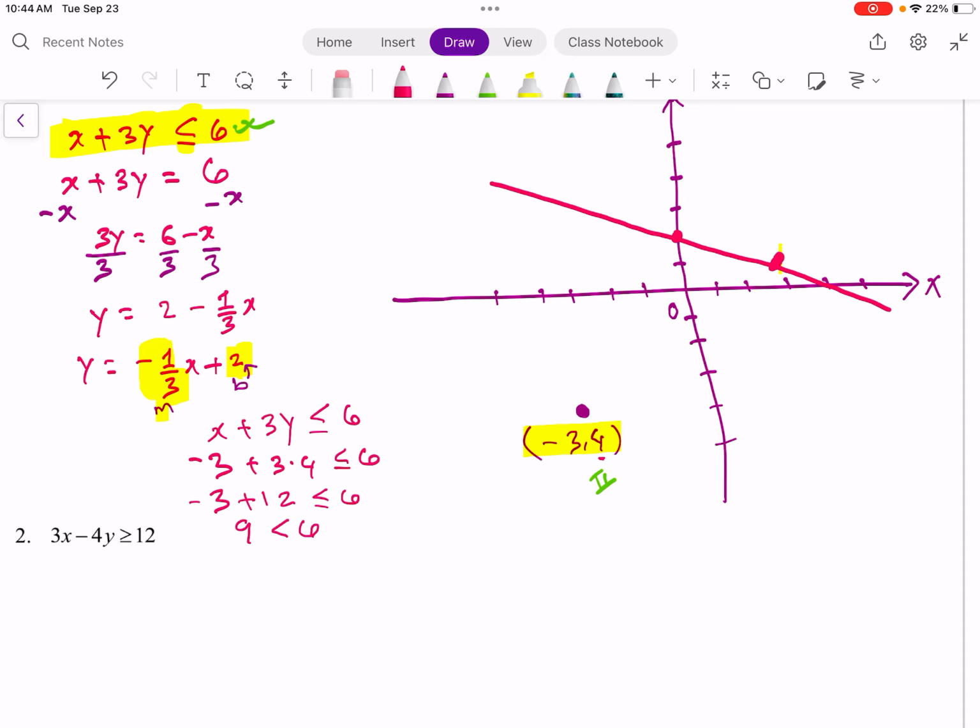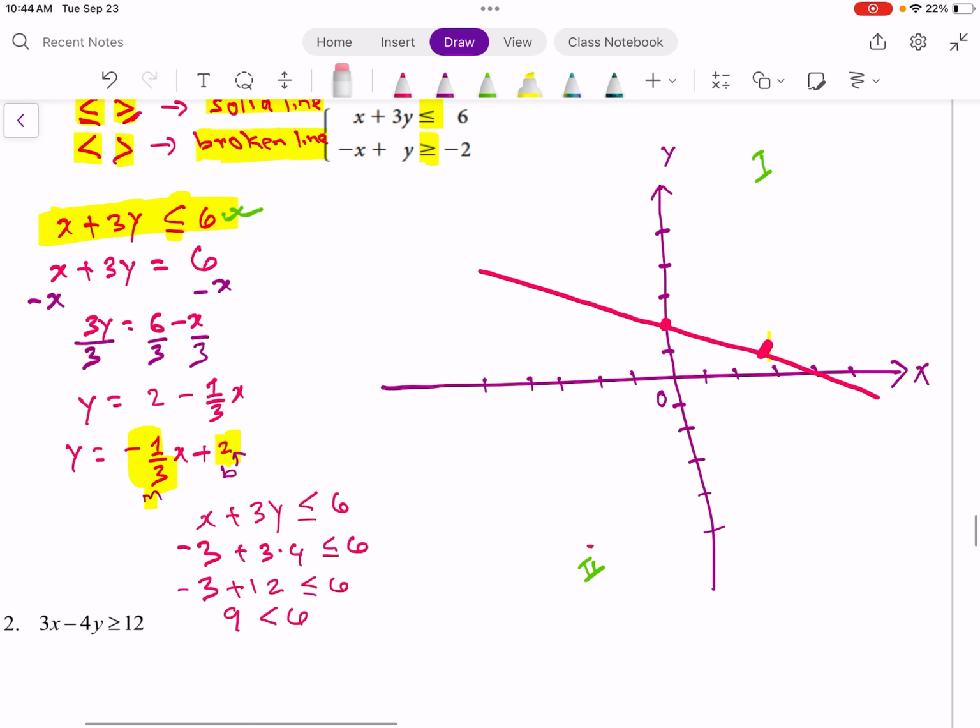Oh, thank you. I plotted this point wrong, right? Thank you for correcting. So this is not here. Now, negative 3, 4: we go up 1, 2, 3, 4. Okay. Thank you. So this is negative 3, 4.